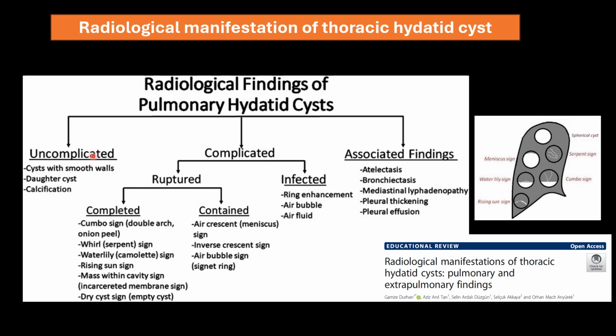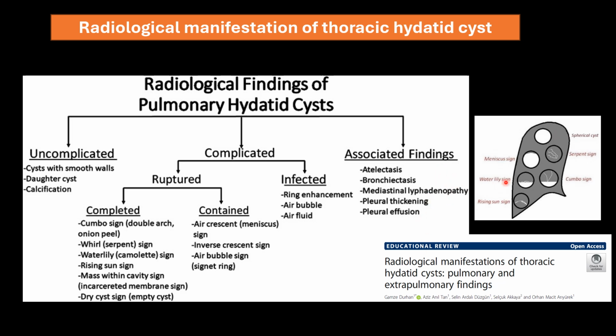So here we need to remember the pulmonary findings. I have just listed out these findings, which have been taken from this article. Either it can be uncomplicated, in which it will just look like a smooth cyst with daughter cysts and calcification. It is complicated when it either ruptures or gets infected. If it is ruptured, it can be a complete rupture or a contained rupture, depending upon whether the pericyst and endocyst are involved or only the pericyst is involved. Let's see what exactly this is later in the images. Based on that, there are 3 signs here, 6 signs here. We'll review all those signs later.